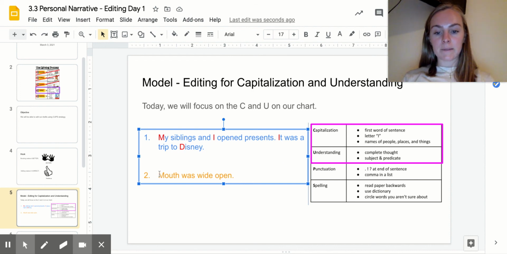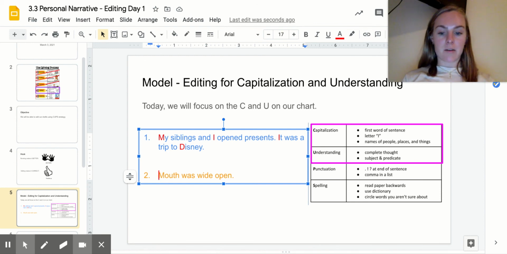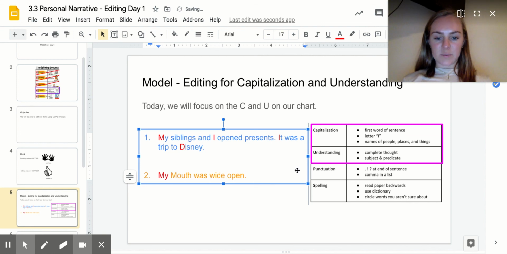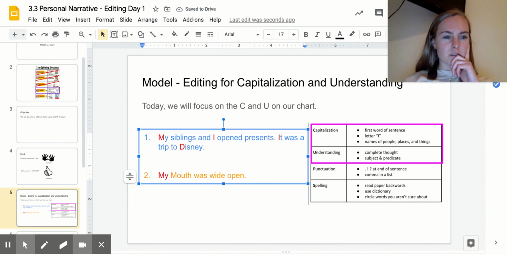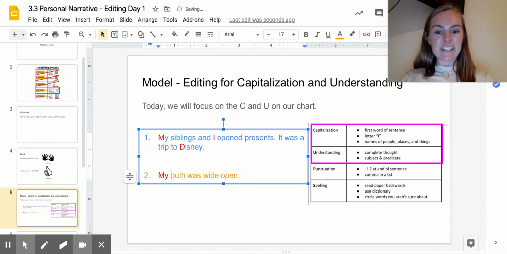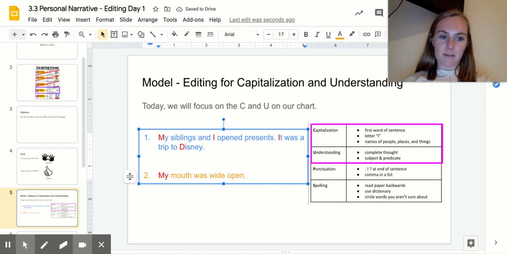Well, let me go back. In red, I'm going to say, whose mouth was wide open? My mouth. I'll just say my. My mouth was wide open. But writers, I noticed something. I capitalized the word mouth when I thought it was the beginning of my sentence. But mouth is not a person, a place, or thing, so it doesn't need to be capitalized. So now that it's not the beginning of my sentence, I need to go back and delete the M and make it a lowercase because it should not be capitalized.